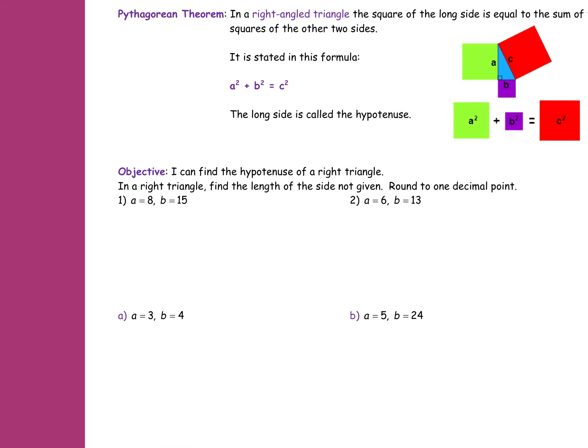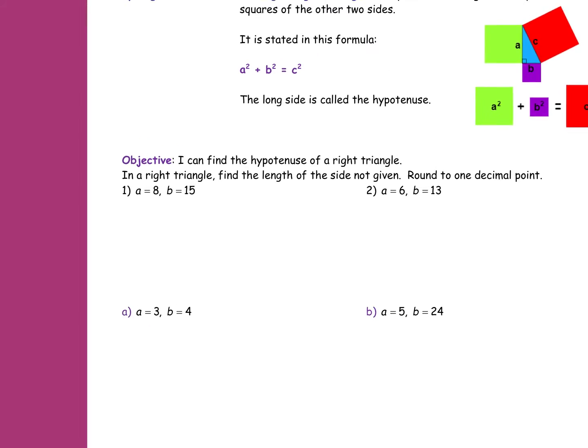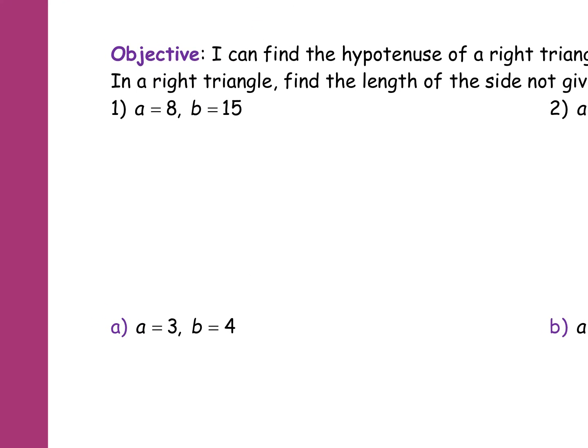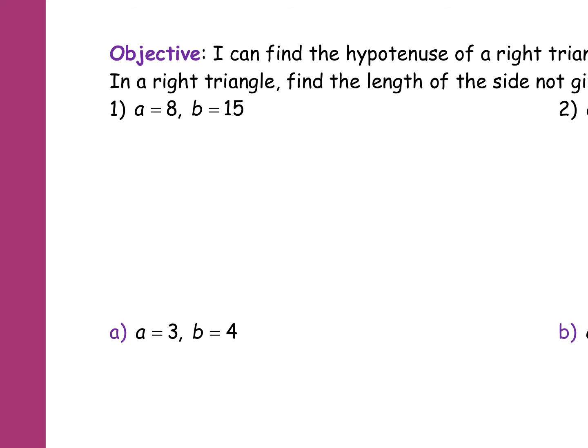In a right triangle, find the length of the side not given. Round to the nearest decimal point. Okay, so we're rounding to a decimal point, yes? I don't like rounding. I know. They tell me which one's a and b, so I'm going to put it in my formula. 8 squared plus 15 squared equals c squared.